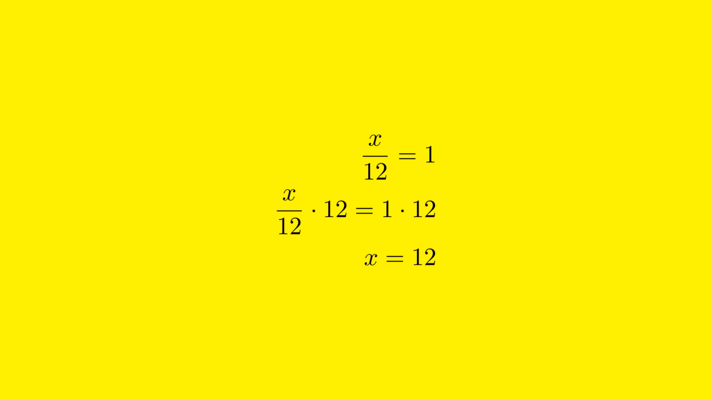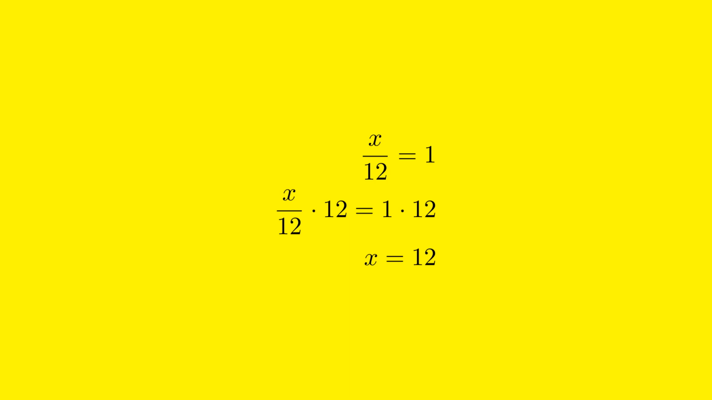When we multiply the left side by 12, we have x divided by 12 times 12. The division by 12 and multiplication by 12 cancel each other out, simplifying to just x on the left side. The right side of the equation is 1 times 12, which equals 12. So after multiplying both sides by 12, the equation is now x equals 12. This provides the solution to the problem.